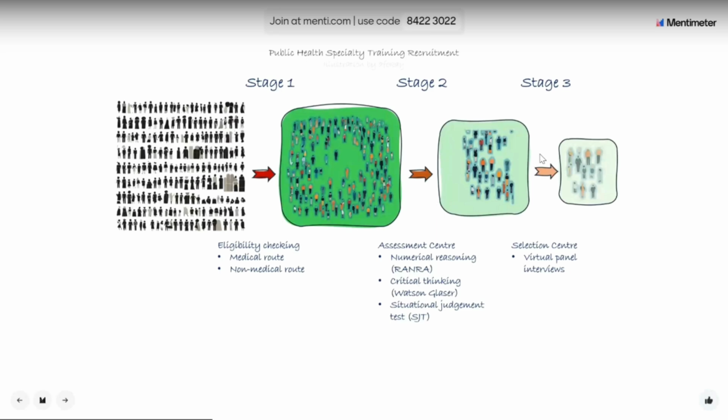And then the third stage is the selection center, which is basically interviews. It's also done virtually, and you have panelists, usually public health consultants, interviewing you. So we'll go into details for each of these.